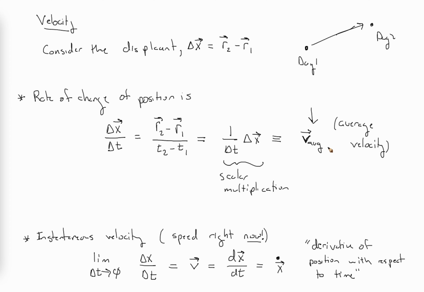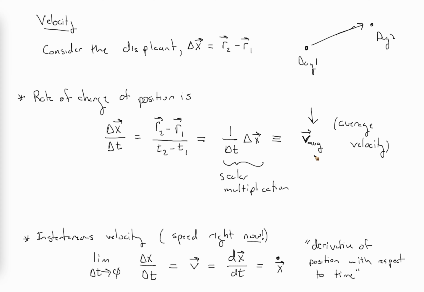And so this vector captures both the idea of how fast we're going and also what direction we're going, because it is a vector. It's an arrow. It's not just a scalar, just a number.